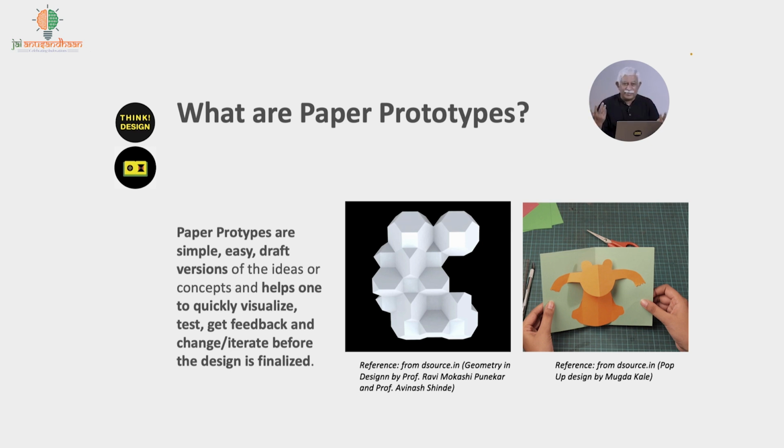So paper prototypes are simple, easy, draft versions that give an idea of what your concepts are, and it's very quick to visualize it. You can get feedback, you can see how it looks, you can change it, and you can iterate on it. So paper prototypes, very simple ways to do it. Even for an interface you can do the different screens one after another, keep it one after another and take out one by one and show it to the user and get feedback. Paper prototypes are very simple. You can use sticky notes as paper prototypes to show a sequence.